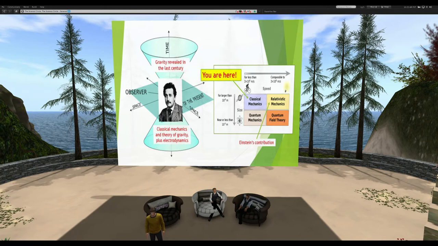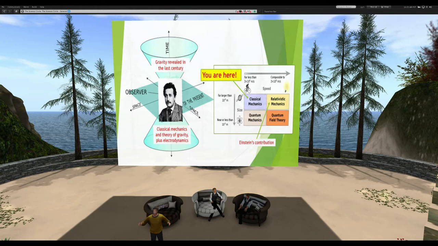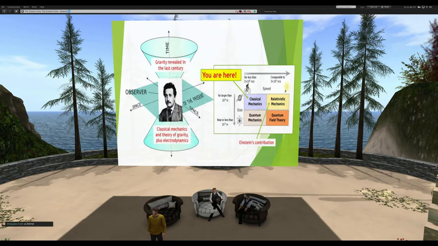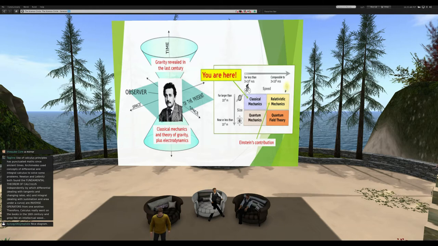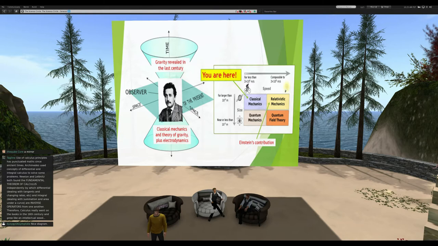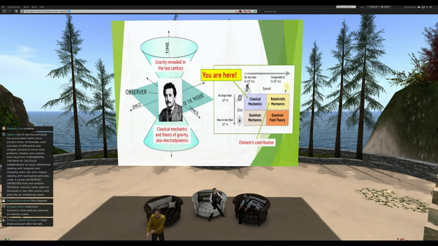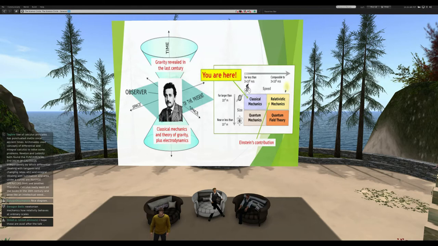In other words, Newtonian mechanics and theory of gravity work just fine where we are. In other words, where things are really slow and we've got objects the same size as us primarily. But if you move down into the area of the size of atoms, or if you move to speeds which are closer to the speed of light, then things get weird. Yeah, I thought so too. Things get weird, and essentially Einstein's contribution then was in relativistic mechanics. In other words, what happens when you move to speeds closer to the speed of light?